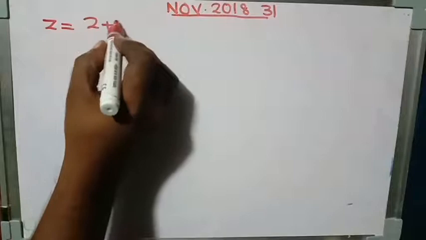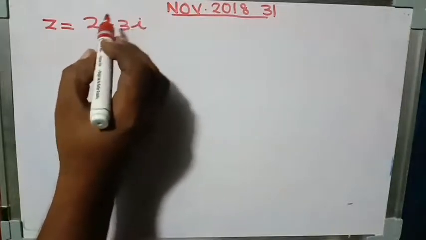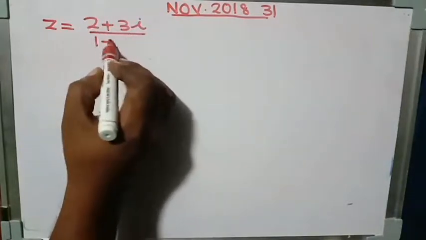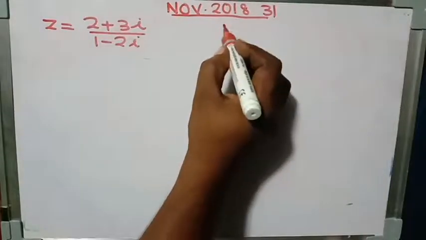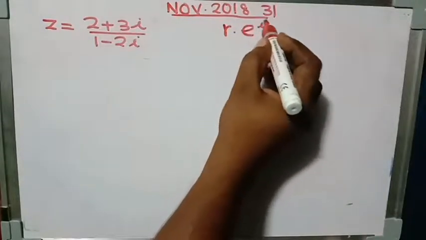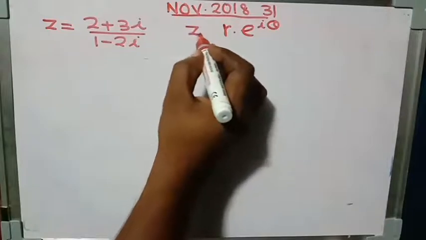So when we look at this question, they have provided a complex number z is equal to 2 plus 3i divided by 1 minus 2i. We have to express it in the form of r into e raised to i theta.